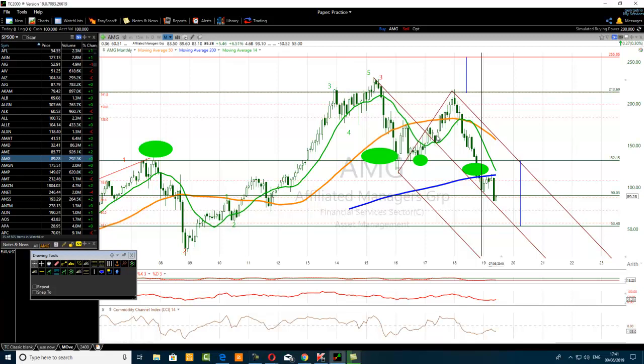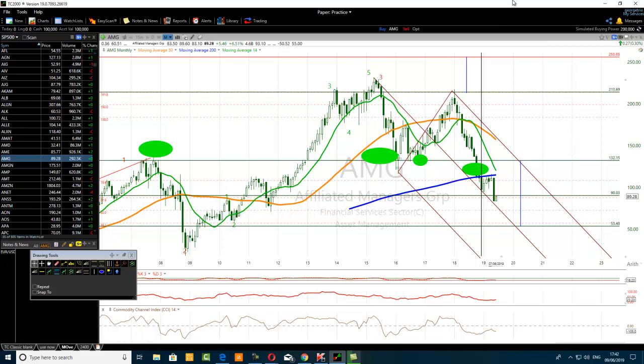Alright, I'm on a monthly chart. The first thing that we want to understand is what is a dynamic support and resistance level. Anytime we are talking about dynamic support and resistance level, we are talking about moving averages. Dynamic support and resistance level equals moving averages.